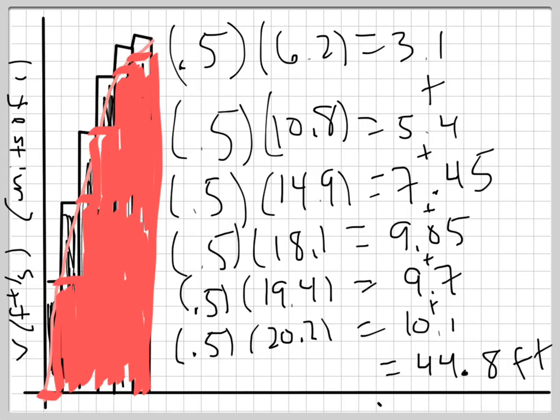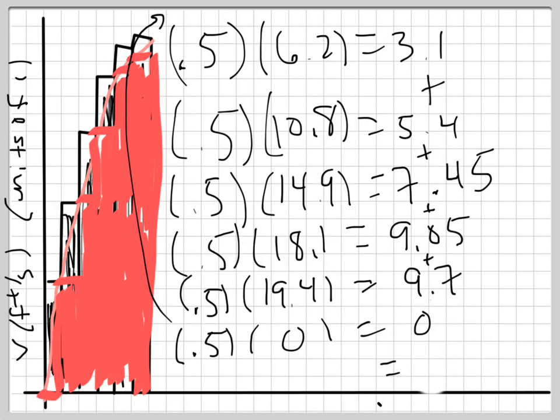So anyway, instead of using 20.2, basically the way you can think about this is, I would use all the same data, they would just tick down one, and so at the beginning, for the first one, I would have 0.5 times the height of the first rectangle, which is 0. So that's 0. So then the value I get is 34.7 feet. So those are my upper and my lower bounds, and that's the best I can get with the data that I have.